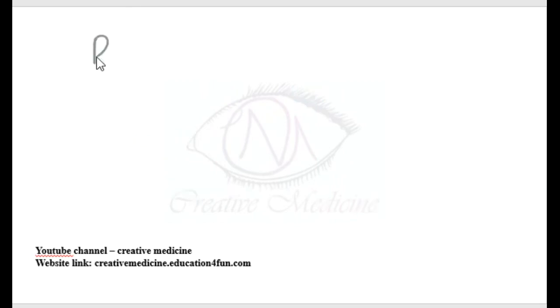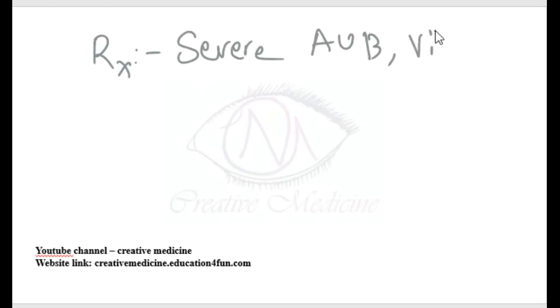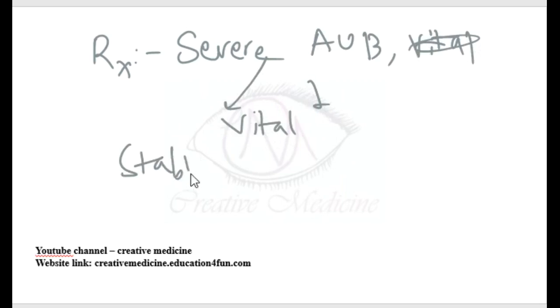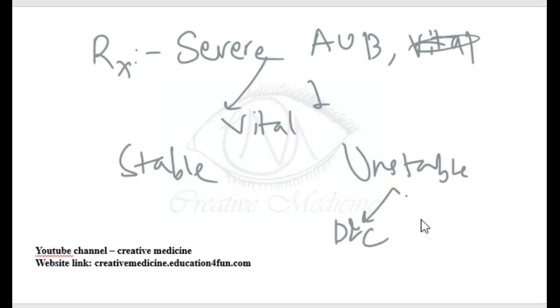Management of severe abnormal uterine bleeding. Severe abnormal uterine bleeding can be divided into two types, whether vitals are unstable or vitals are stable. If vitals are unstable, then dilatation and curettage should be done. Except the dilatation and curettage is not done in virgin females. So dilatation and curettage can be done.